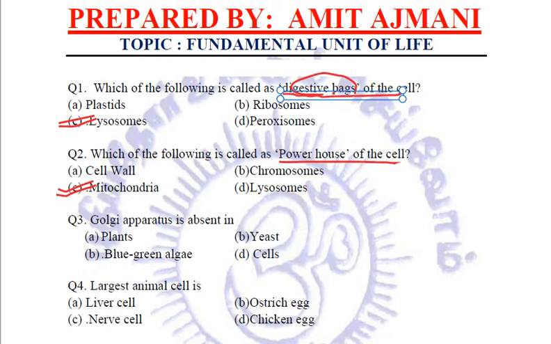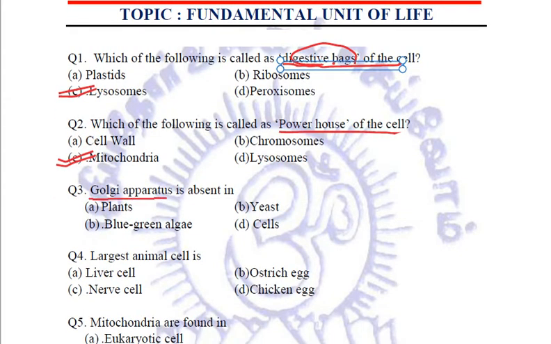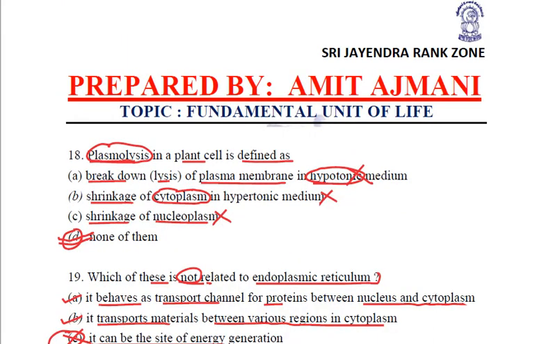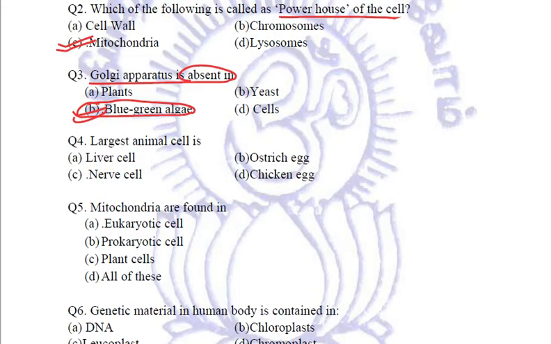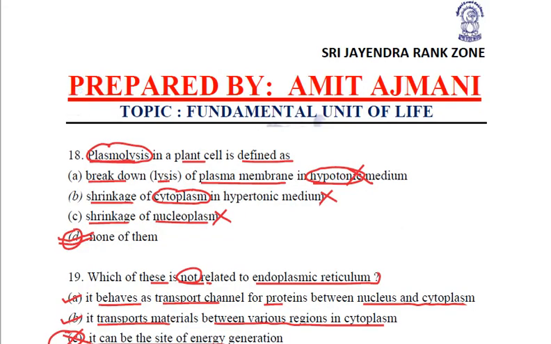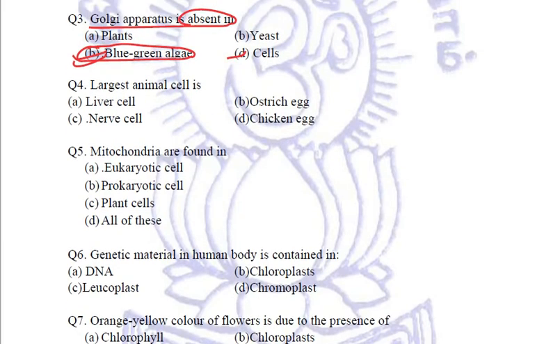Next question is, now this is a good question. Golgi apparatus is absent in blue-green algae. It is present in cells, it is present in yeast, and it is present in plants. Right? So it is absent in blue-green algae. Next, largest animal cell is nerve cells, neurons. Largest animal cell, we are saying that the largest animal cell is the neuron, that is the nerve cell.